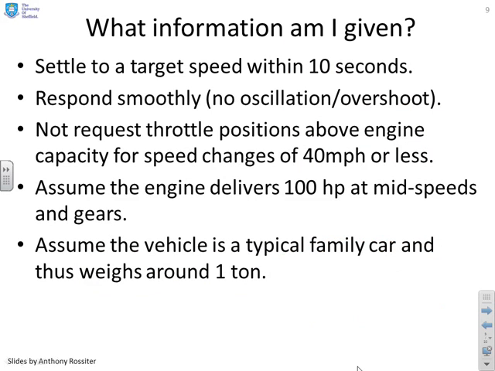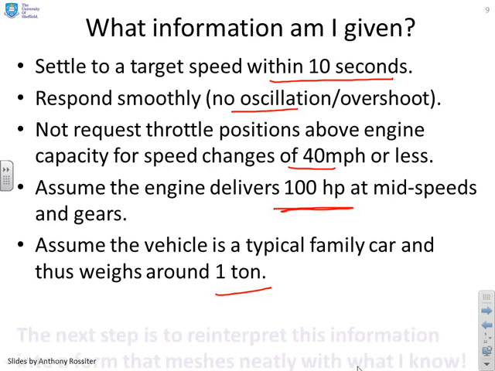So next then, let's ask, what information have I been given? This just repeats what we got in the question. Reach the target speed within 10 seconds, respond smoothly, no throttle positions above maximum for 40 mile an hour speed changes, the engine can deliver up to 100 horsepower, and the car weighs about a ton. So let's look at each of these in turn.